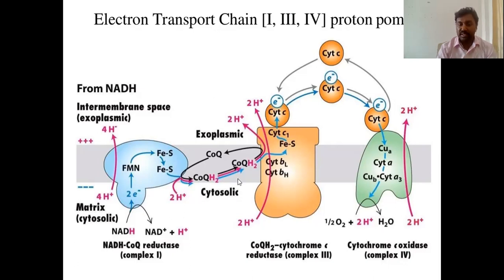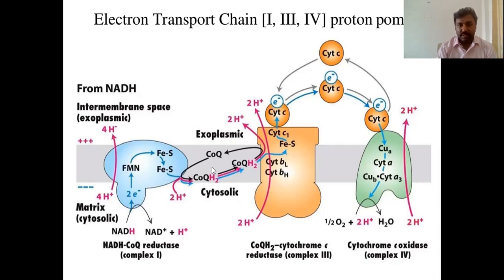Then coenzyme Q is in the form of ubiquinone when it is fully reduced. This is the endoplasmic reticulum. This is cytosol. This is the inner membrane. So when the electron is transferred, the 4 hydrogens are transferred here.